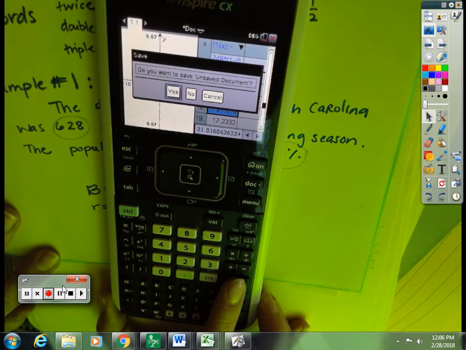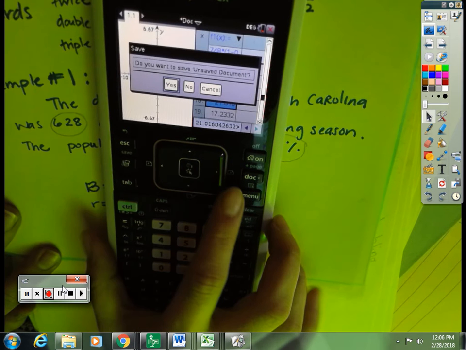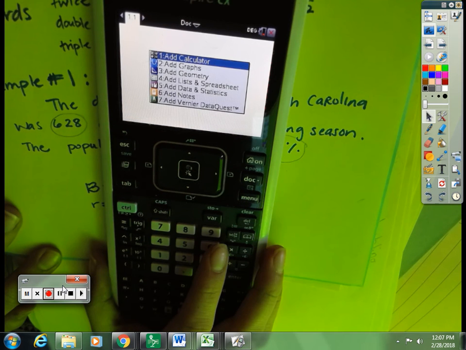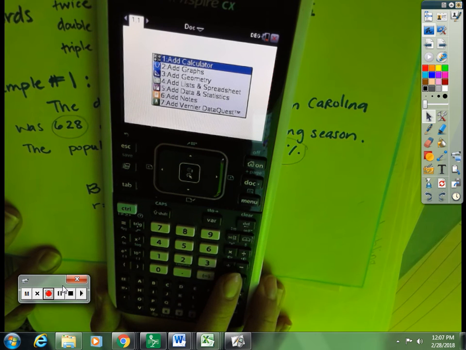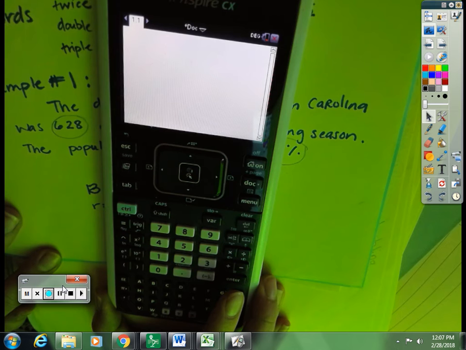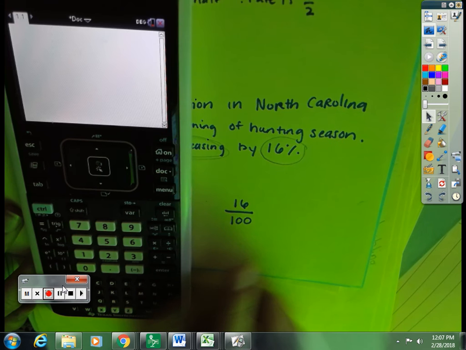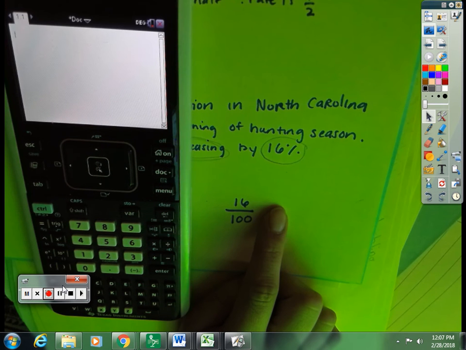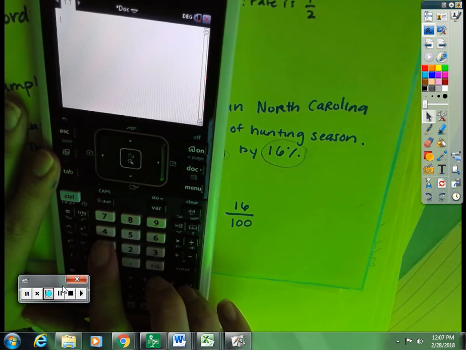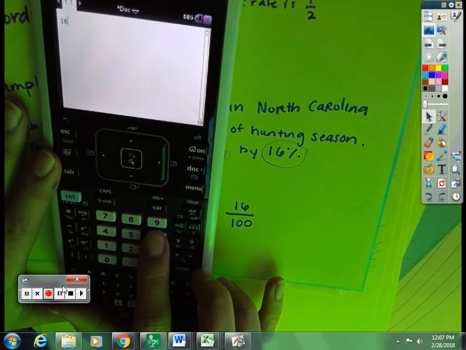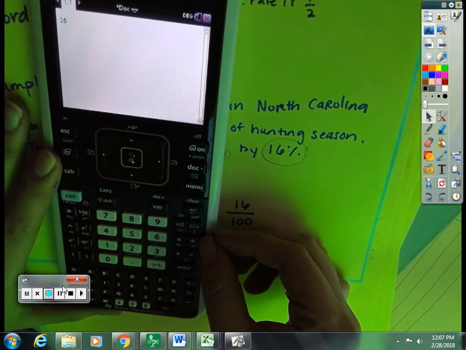Alright, so do you want to save? No, thank you. You're going to add calculator. The first one, add calculator. Okay? Well, you're going to type in 16 divided by 100. So, in here, you're going to type in 16 divide by 100.